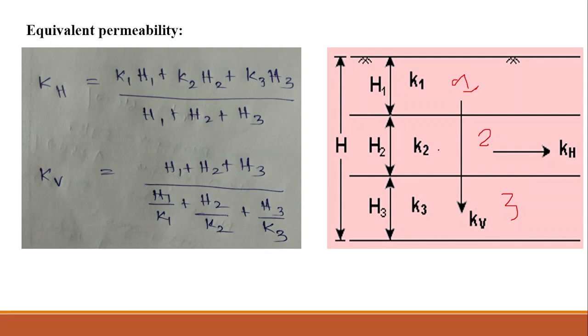To find that equivalent permeability, these are the various formulas. Water will travel in the horizontal direction and also in the vertical direction. That's why the equivalent permeability in the horizontal direction is given by this formula. For example, K1, K2, K3 are the permeabilities of soil 1, soil 2, soil 3, consisting of H1, H2, H3 heights. Then you can find the equivalent permeability in the horizontal direction using this formula, and the vertical permeability using this formula. These are very, very important formulas.